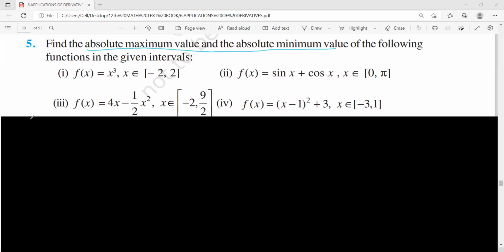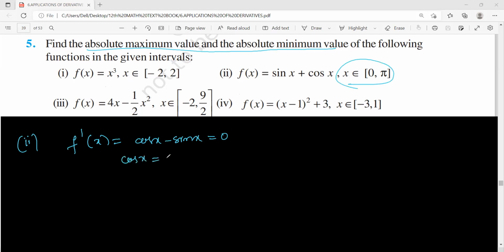Next question. Second question. f dash of x you need to find. What is that? Minus sin x. Yes, f dash of x you have to equal to 0. Yes, 2 quadrants. So cos x equal to sin x. 2 quadrants only. So cos x equal to sin x is possible in the first quadrant or not?